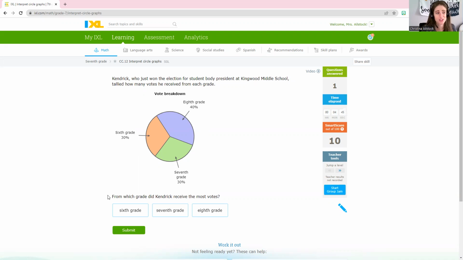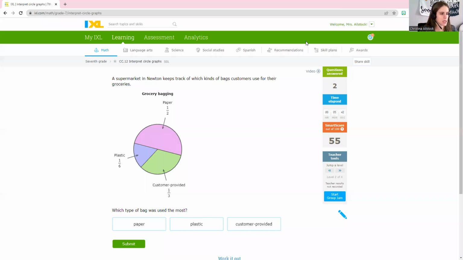Well, in this case, since they're all percentages, I don't need to do anything with changing those fractions. It makes it a little bit quicker to read and interpret our data. And we can see that 40% is the largest because we want to know the most votes. 40% is larger than 30, which the other two had. And when I look at my graph to support that, the purple section does look larger than the orange or the green, meaning 8th grade is the grade where he received the most votes.